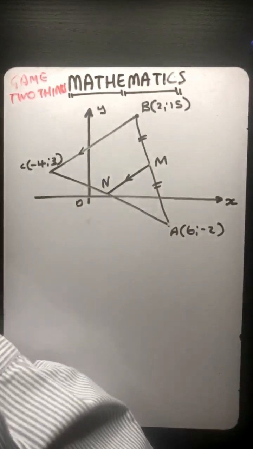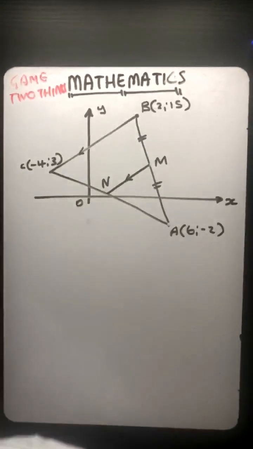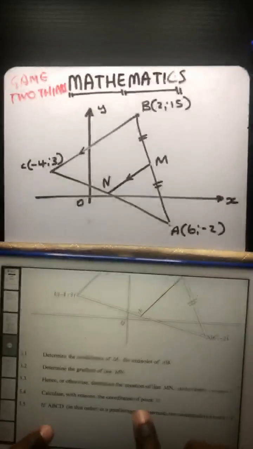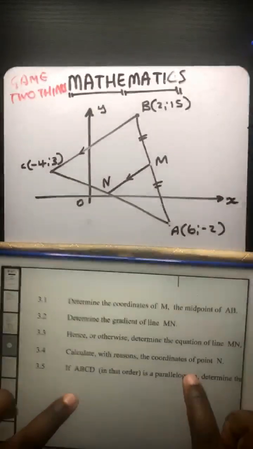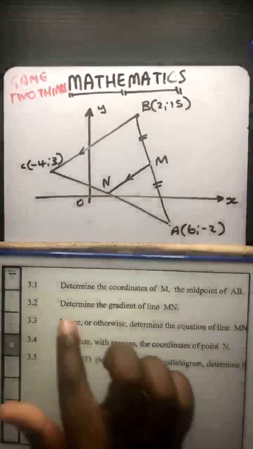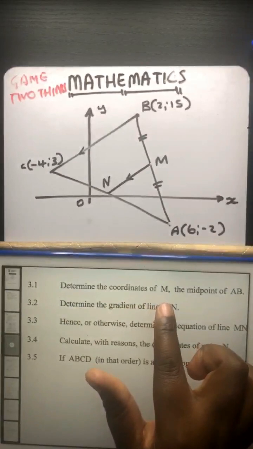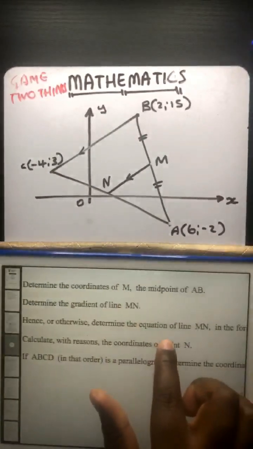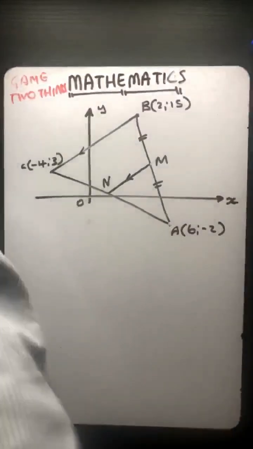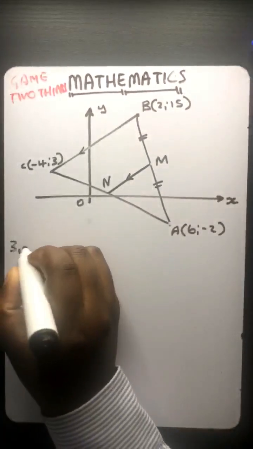Maybe let me do this, just in case some of you don't have multiple devices to read and watch on the other device. So can you guys see? The first question says, determine the coordinates of M, the midpoint of AB. So this one, I'm going to give it to you guys to calculate on your side, and you let me know what the answer is.